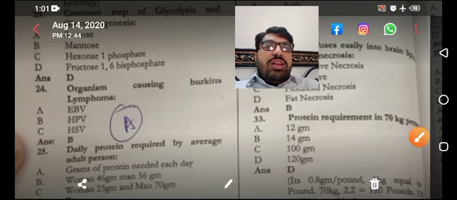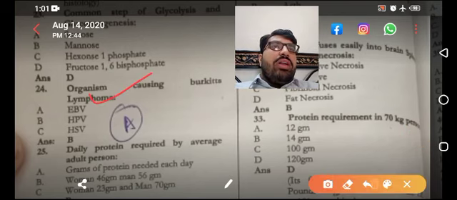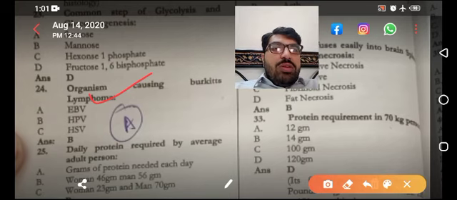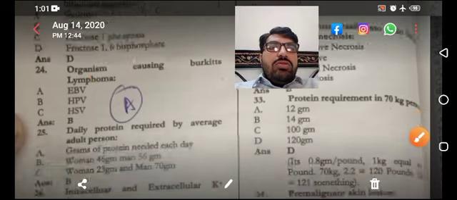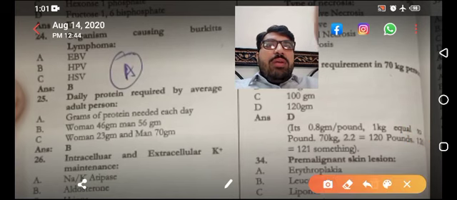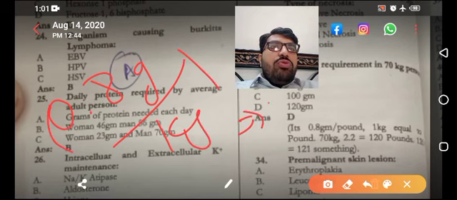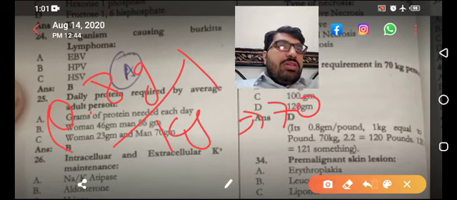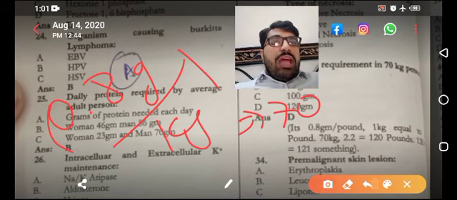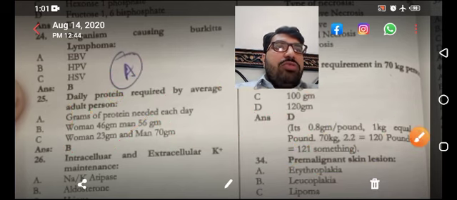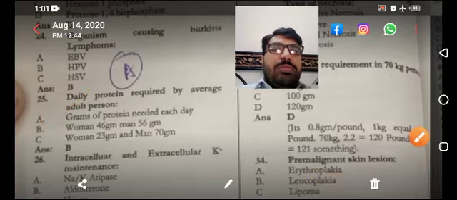Organism causing Burkitt's lymphoma is, now Burkitt lymphoma is Epstein-Barr virus. There is another MCQ. Nasopharyngeal carcinoma has association with Epstein-Barr virus. So coming next, daily protein requirement is 0.8 gram per kg. So if you multiply the average weight of the person, which is 70, with this 0.8, that gives you 56. So option 56 is the right option. Option B is the right option.